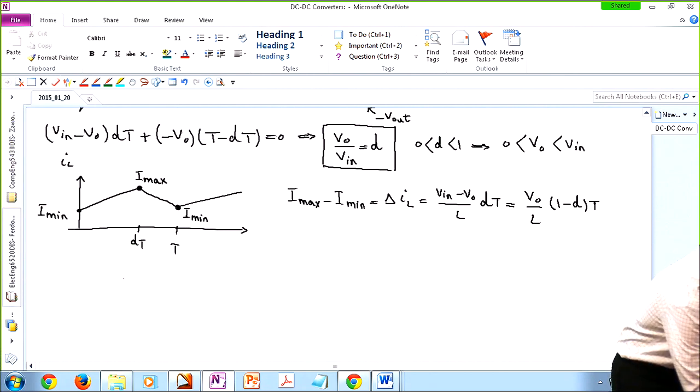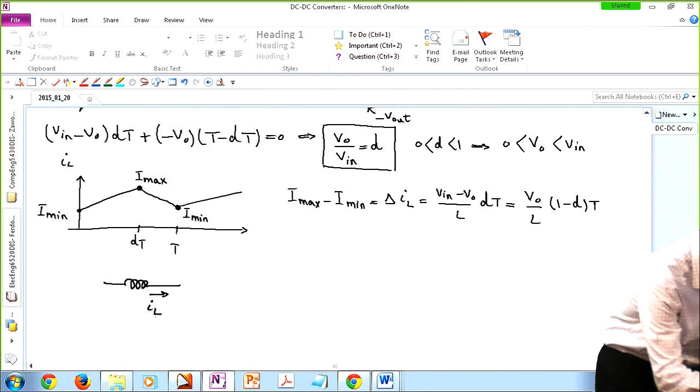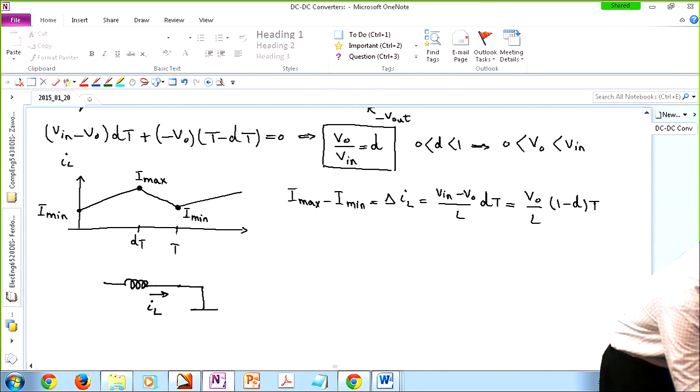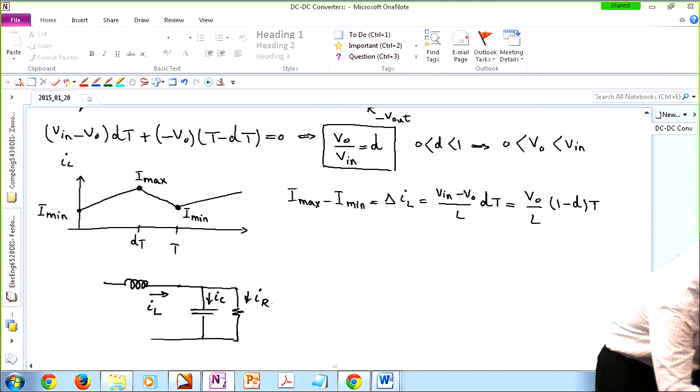If I focus on the right-hand side of the topology, this is the current of the inductor. Then it is feeding a capacitor which is placed in parallel with a resistor. All right, so this is IC, IR. So remember, KCL tells us that IL is always equal to IC plus IR.